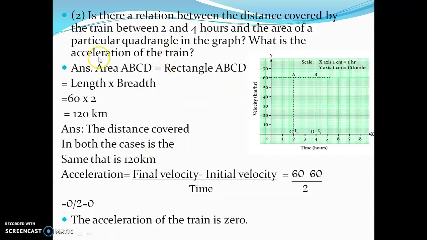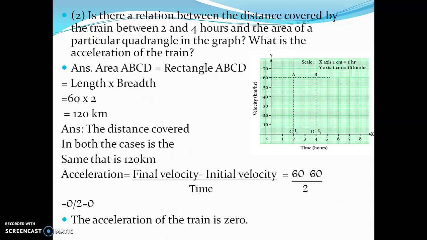As you can see in the graph, children, here you can see a quadrangle. If you look carefully at the figure, you can see that it's a rectangle. When we plot a graph or extend the graph, we can see a rectangle A, B, D and C here. So we have to find the area of the rectangle to find out the distance covered by the car.